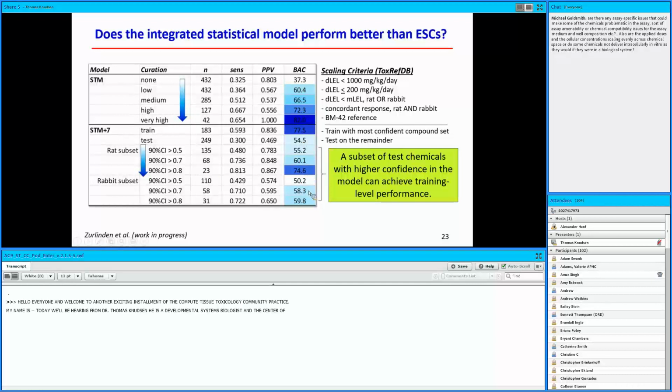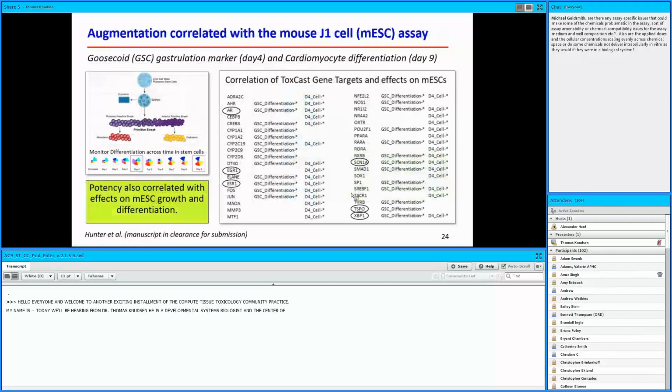But we also noticed that the rat prediction was a little bit better than the rabbit predictions. So there may be some differences between maternal effects in rat and rabbit, or dynamics between these two species that are important. And we don't know yet. We're looking into that. Sid Hunter's got a mouse cell assay where he's tested the stem cell predictions, and he's looked also across the ToxCast library, and at least 7 of the 8 in our augmented model he's picking up as well.